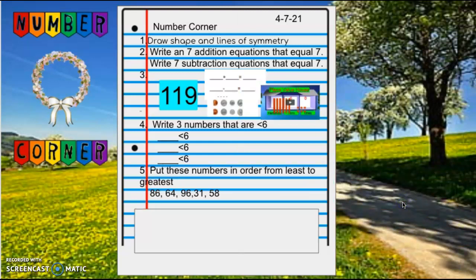Alrighty, we are moving on to number 5. Number 5 says, put these numbers in order from least to greatest. The numbers today are 86, 64, 96, 31, and 58. Please put the numbers in order from least to greatest.